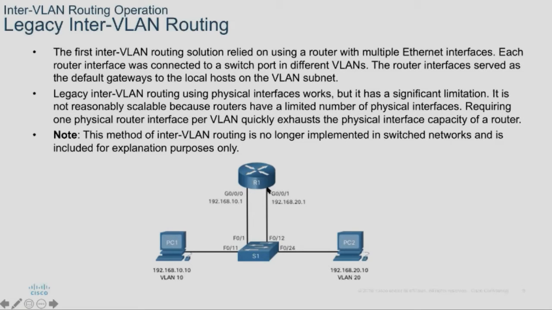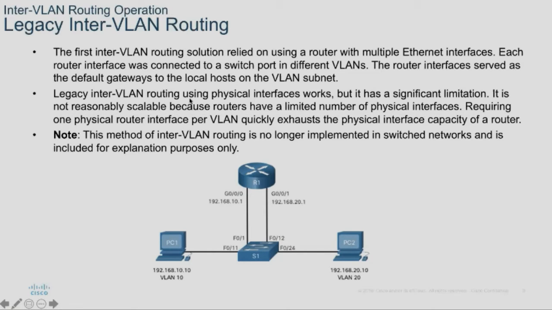So the legacy solution does not scale well, because it is limited by the maximum number of ports that you have in the router or the switch. If it's a 48 port switch, you would not be able to create more than 48. Or if it's a 16 port or 24 port switch, you will not be able to create more than that number of VLAN networks. The router interfaces serve as default gateways for the local hosts on the VLAN subnet.